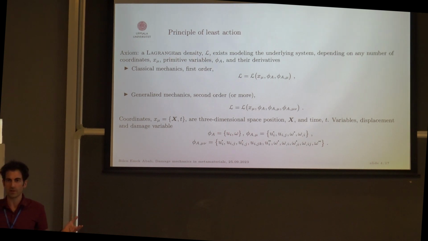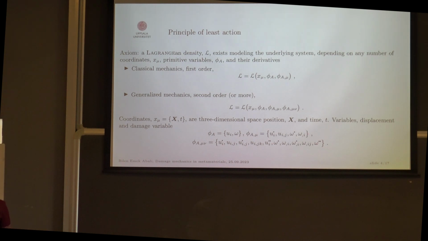This damage is omega. I'm using it in a Kachanov sense, which is a continuous function between 0 and 1. So 0 means the material is intact and 1 means the material is fractured. So that means what we want to have is the displacement and damage and their first derivative, which we all know, and also their second derivative.